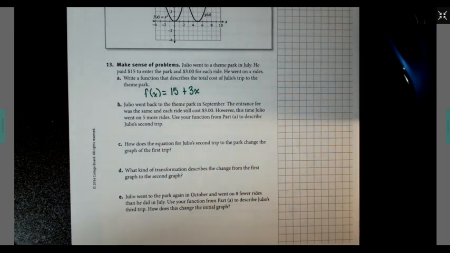B. Julio went back to the theme park in September. The entrance fee was the same, and each ride still cost $3. However, this time, Julio went on 5 more rides. Use your function from part A to describe Julio's second trip.